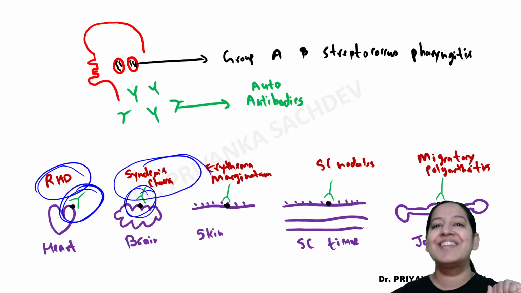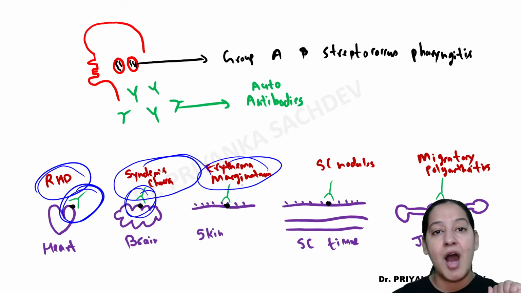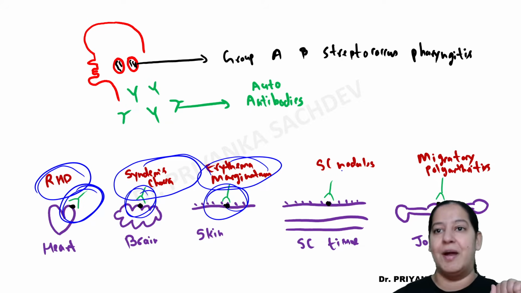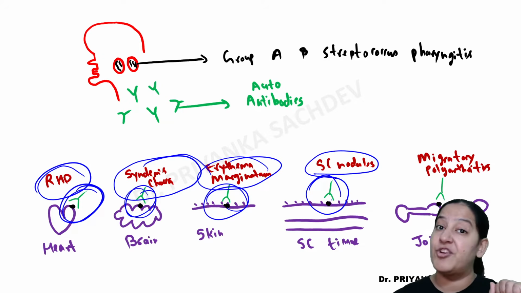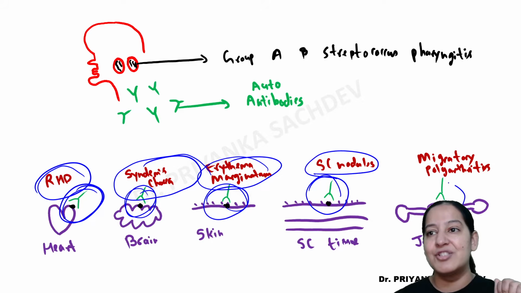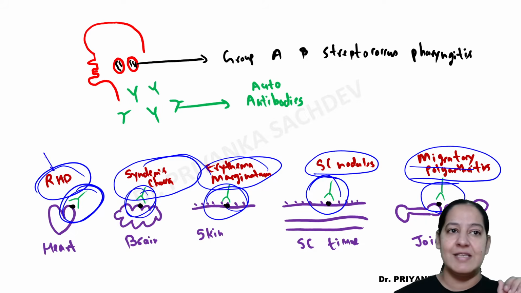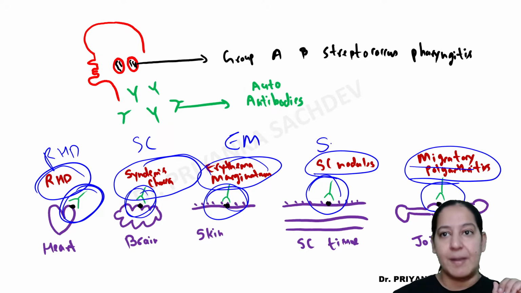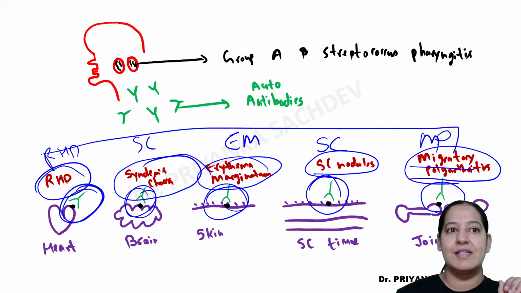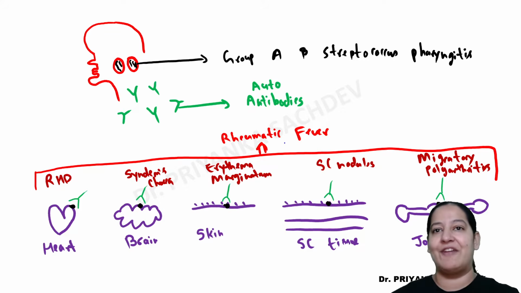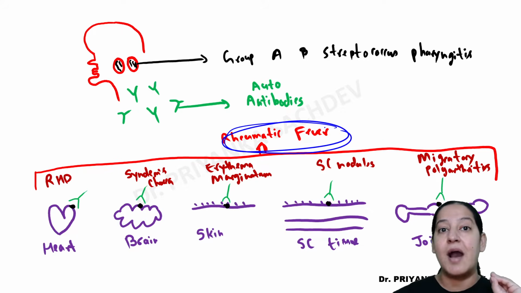The disease which occurs in the brain is chorea, Sydenham's chorea. The disease which occurs in skin is erythema marginatum. The disease which occurs in subcutaneous tissues is subcutaneous nodules. And the disease which occurs in joints is migratory polyarthritis. So these are the 5 diseases: rheumatic heart disease, Sydenham's chorea, erythema marginatum, subcutaneous nodules, and migratory polyarthritis. These 5 diseases together are known as rheumatic fever. So rheumatic fever is the umbrella term containing these 5 diseases together.